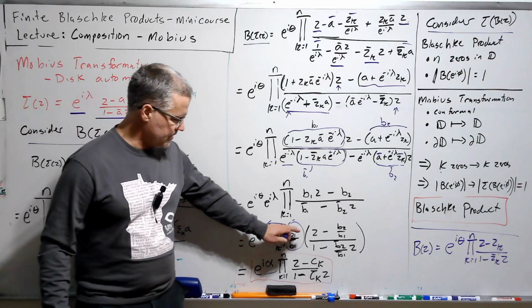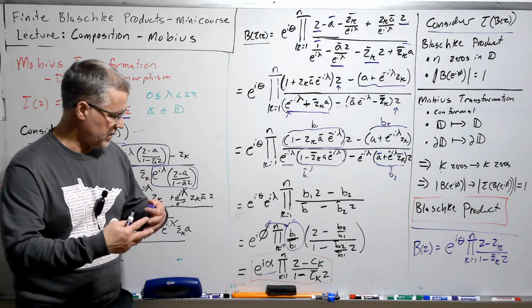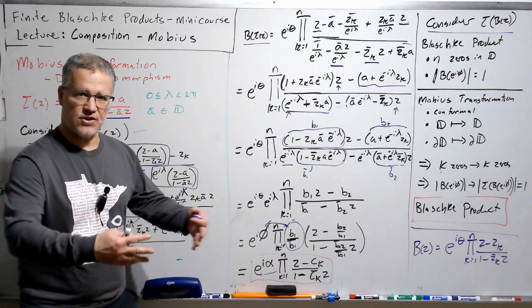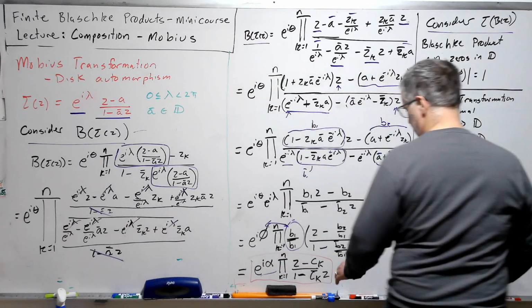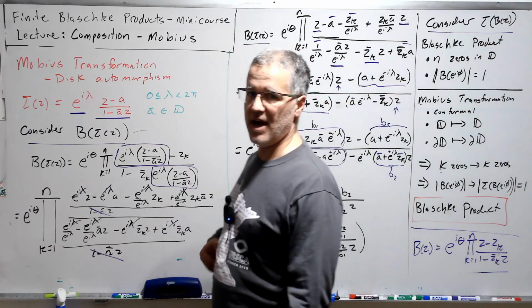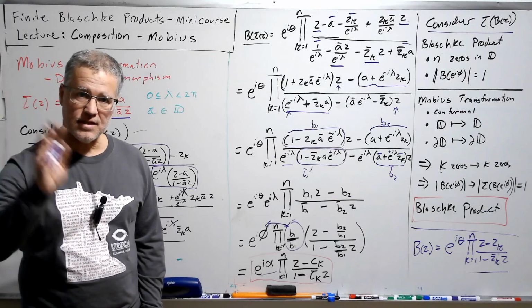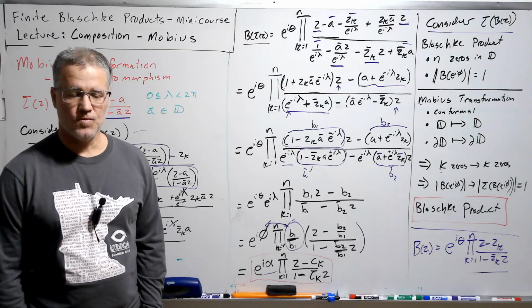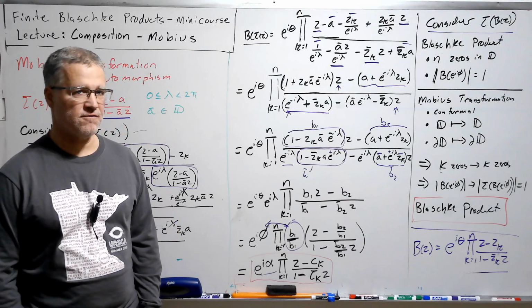Cheating a little bit here, these B's do have the K's in them. Each phase will be dependent on K. But once we have a fixed set of zeros, that's just an overall phase. So we are indeed in this form here. So we have shown here now explicitly, kind of the hard way, that the composition of a Möbius transformation followed by a Blaschke product is a Blaschke product itself.